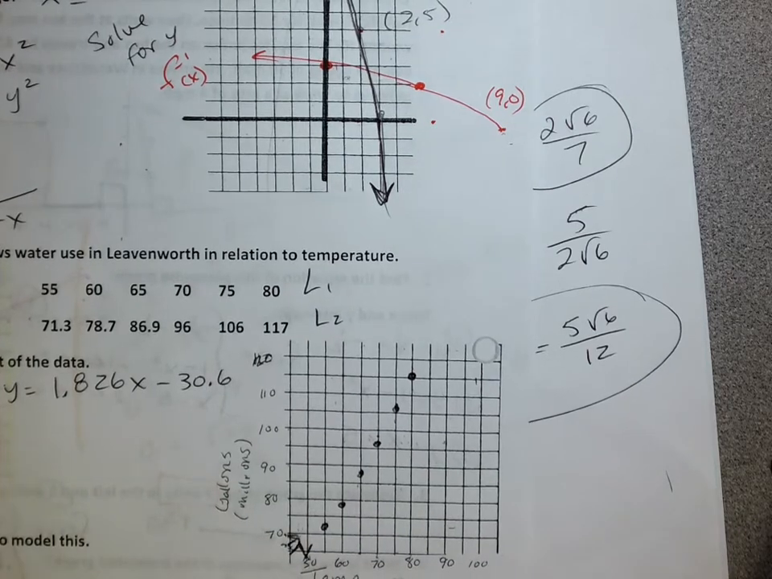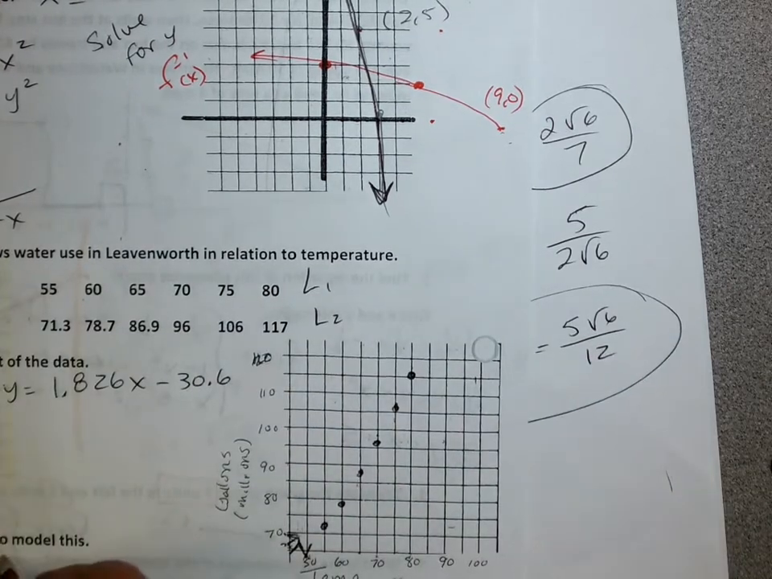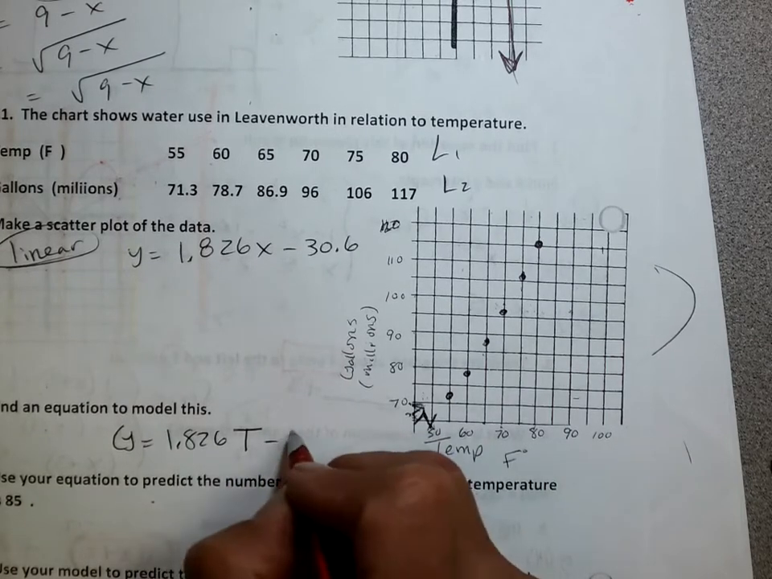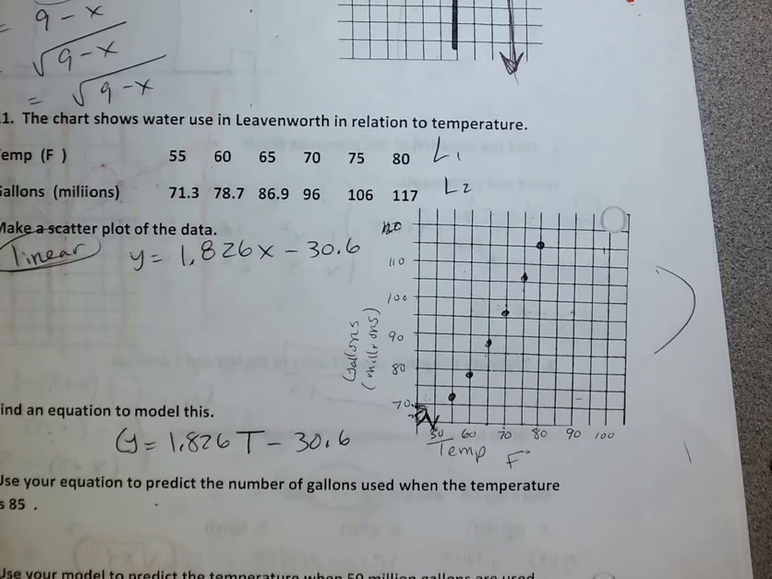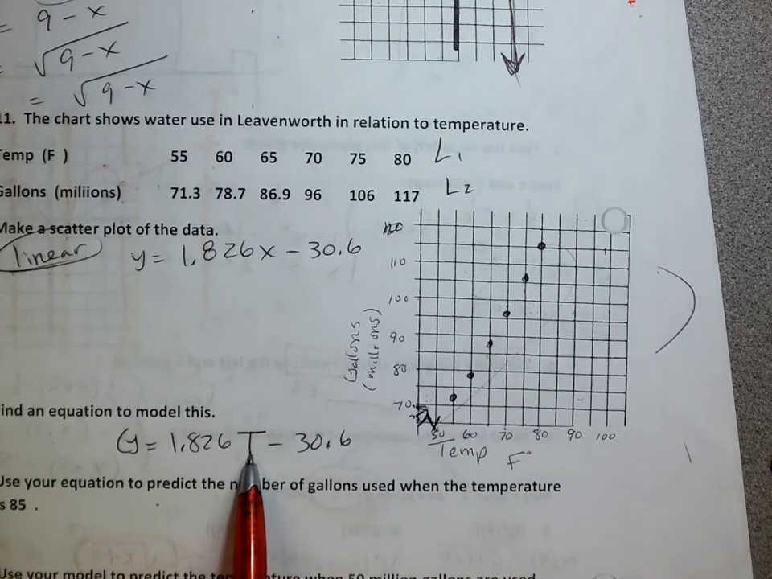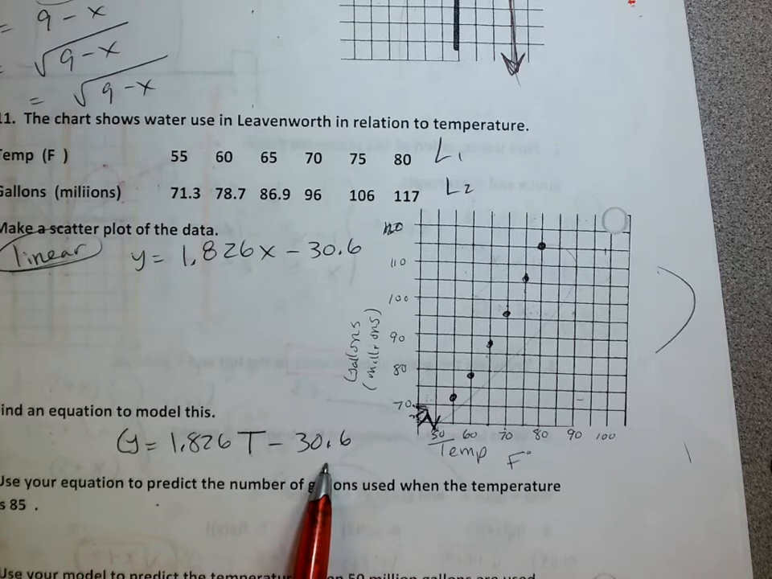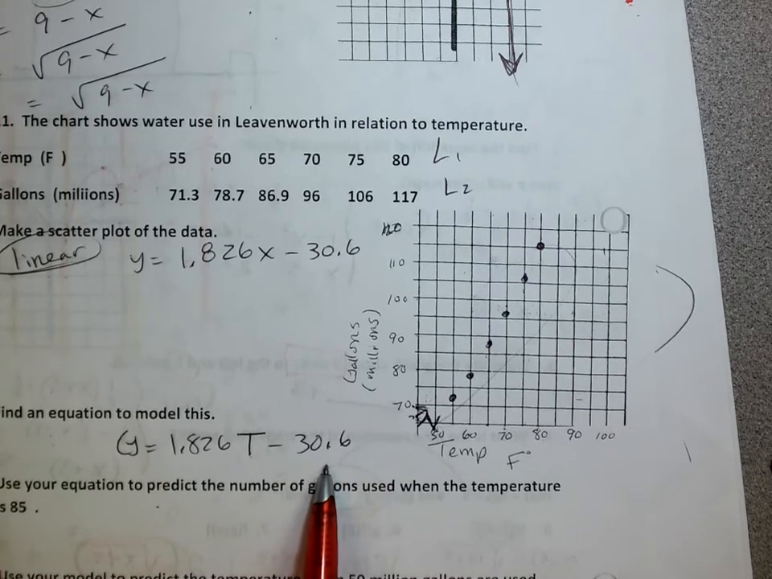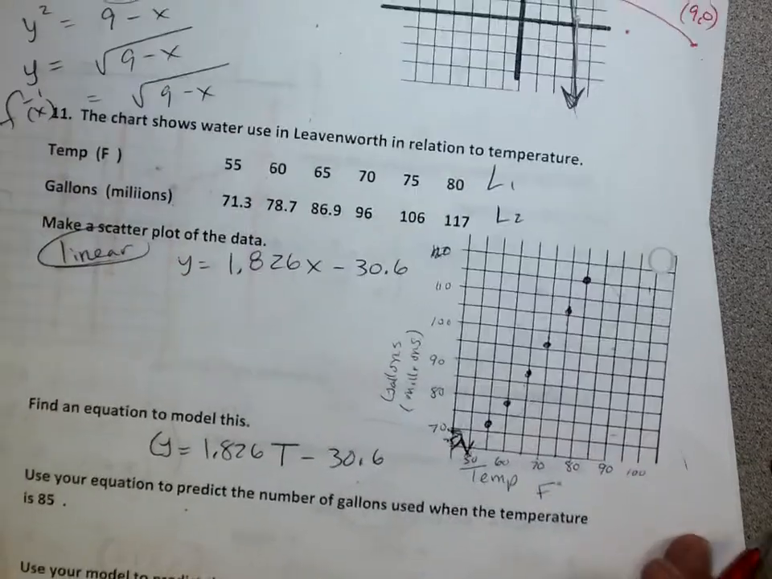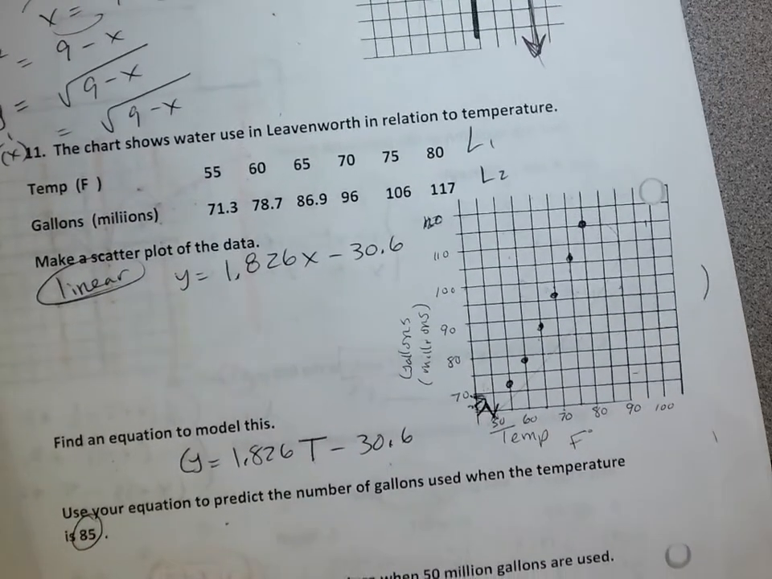Got my equation. And I can even change it to gallons. I can say, okay, gallons is equal to 1.826 T, thank you, Katie, T for temperature, minus 30.6, okay? Now, again, you've got to remember that the graph itself is only relative to this, because if the temperature is 0 outside, there's no such thing as negative gallons, right? Yeah, it could be. Maybe your pipes burst. But then nobody's going to be putting water into your house. Well, no, if your pipes burst, right? Maybe. Anyway.